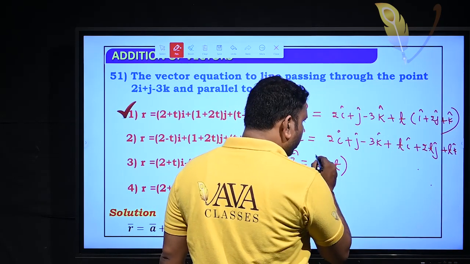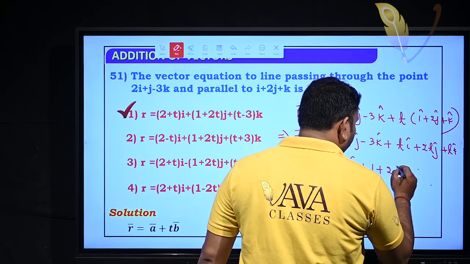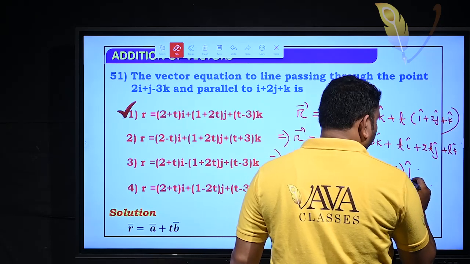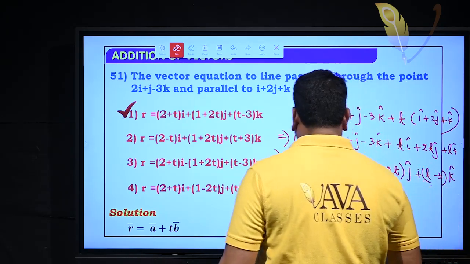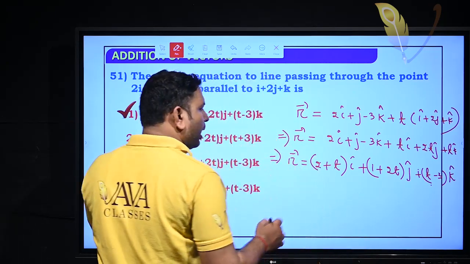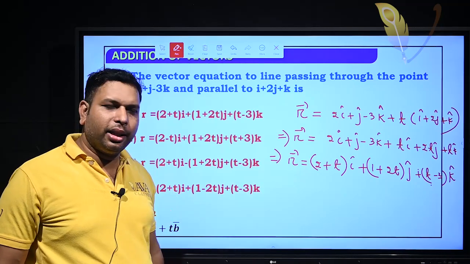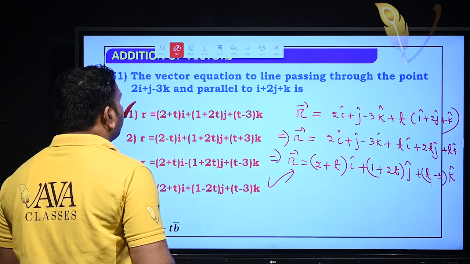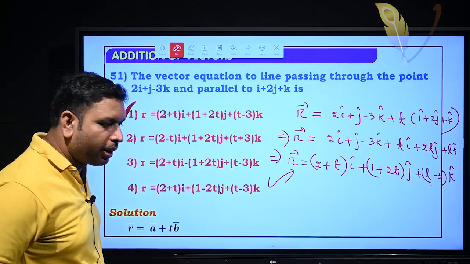So (2 + t) i cap + (1 + 2t) j cap + (t - 3) k cap. Okay. So (2 + t) i cap + (1 + 2t) j cap + (t - 3) k cap. This is the r vector. Okay. So first option is the right option, students.